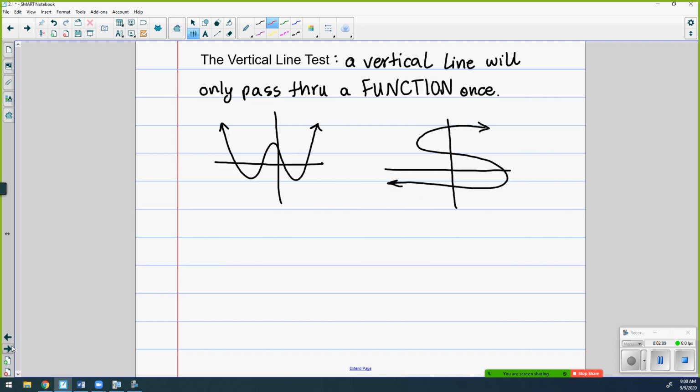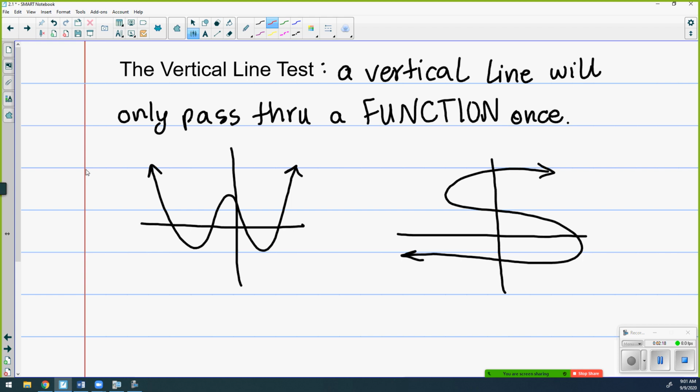All right, so another way we can determine whether or not a relation is a function is by using the vertical line test. On the vertical line test, you take some vertical line, so I'm going to draw a vertical line over here, and then I'm going to slide it through my function. And as long as my vertical line only passes through the function at 1 point, I know that truly this is a function. So this is a function because the vertical line only passes through the function at 1 point.